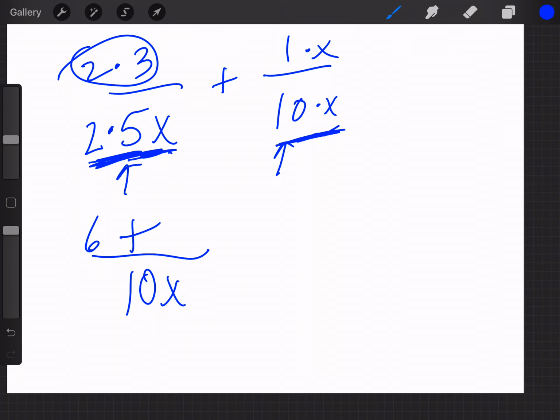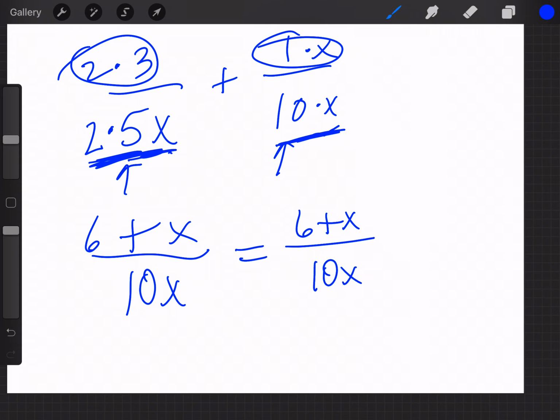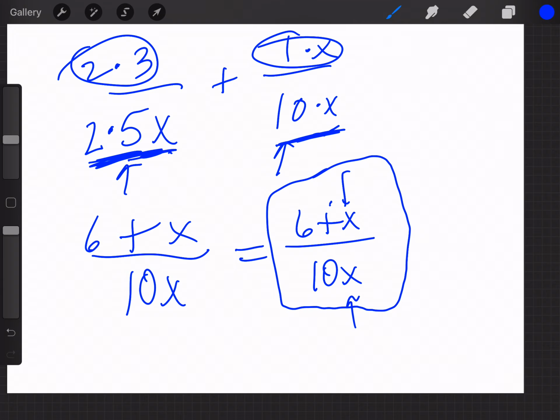So now at the top, I've got 2 times 3 is 6, plus 1 times x is 1x, or just x. And can you add 6 plus x? No, but we're going to leave it side by side over 10x. I told y'all the other day, or wrote it on one of those papers, I don't remember which one, that you can't reduce the x's, because this one has a plus with it, and that one does not. So therefore that's going to be your final answer.